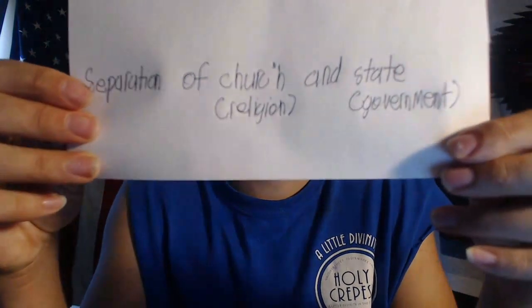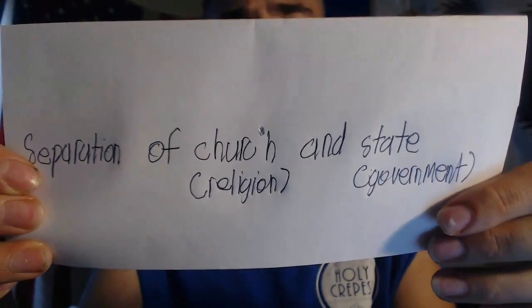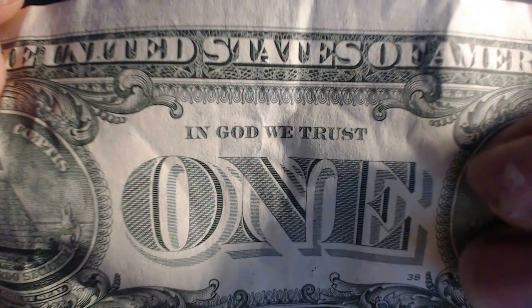And we're just folding and folding and folding this paper. So, church being religion, and state being government. So, what does that mean? Because we still have In God We Trust on paper money, right? Yeah, that's right. I have it right here. It says, In God We Trust.